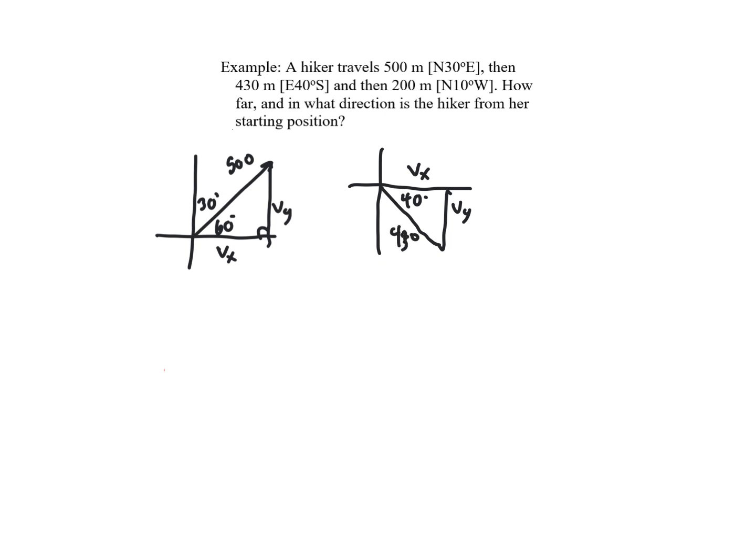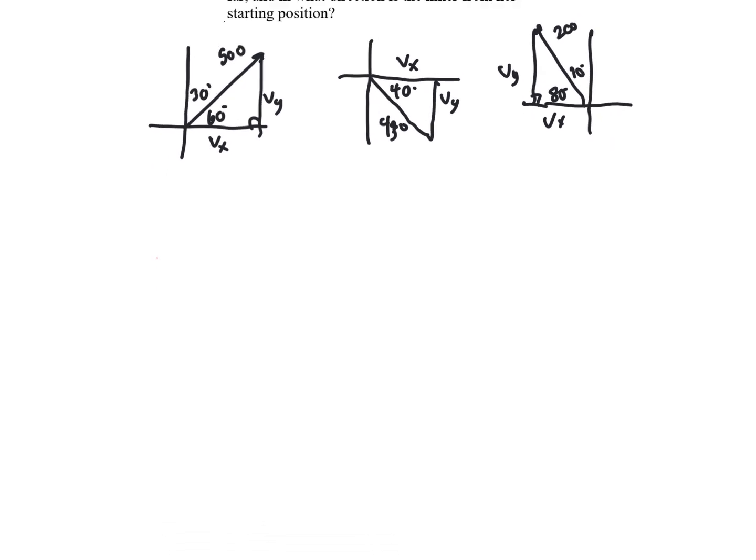And then the last leg, they're going north 10 towards the west, which is in this direction. Make our right angle triangle with the x-axis. So we're going to use the 80-degree angle to find that. And that's traveling 200 meters. So we're going to put a table together here. So we've got vector 1.